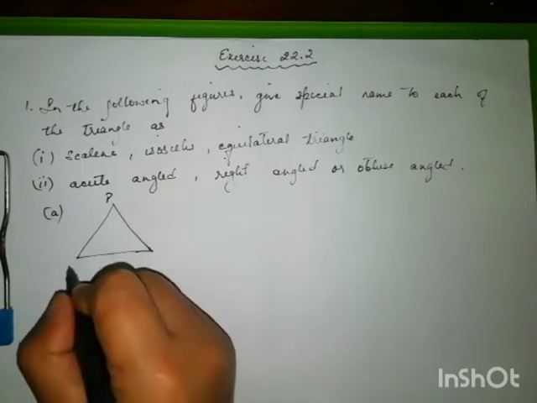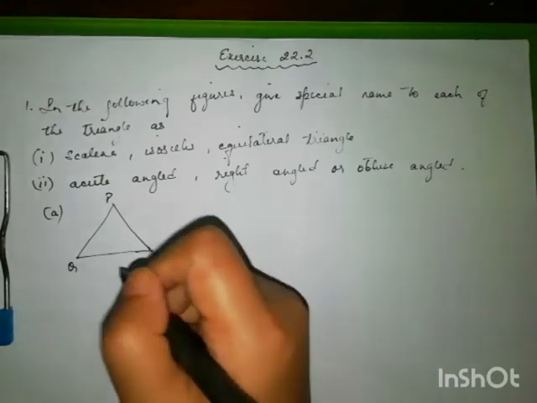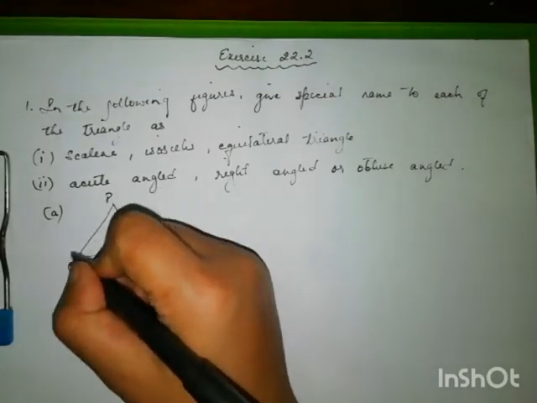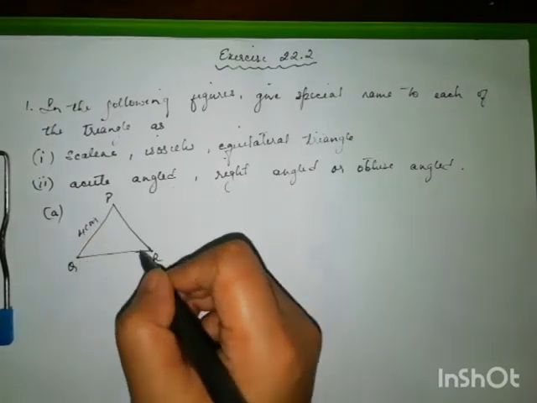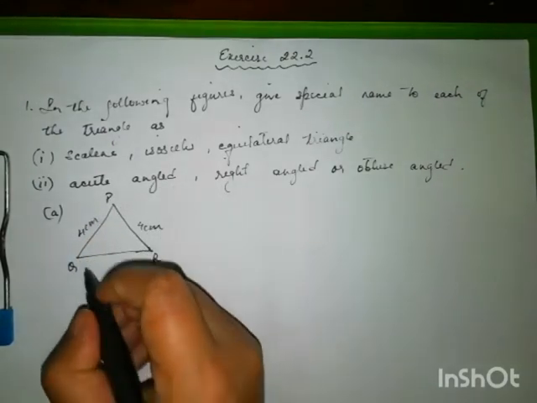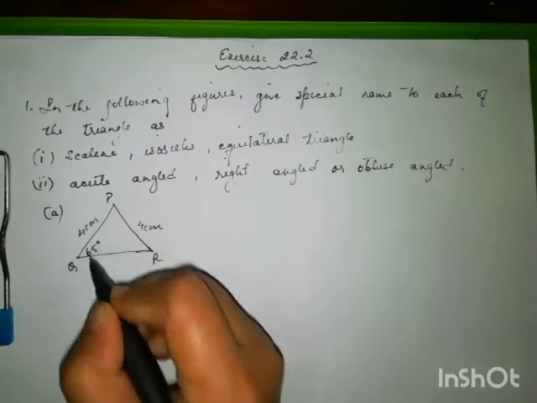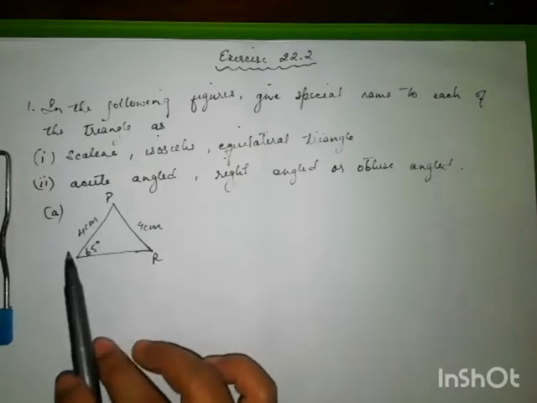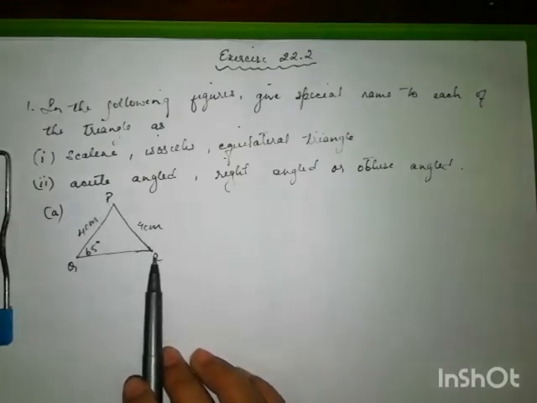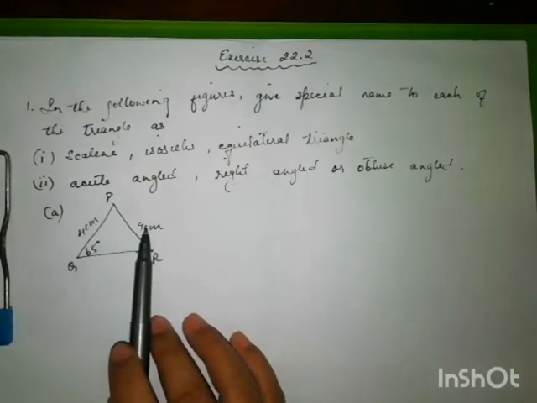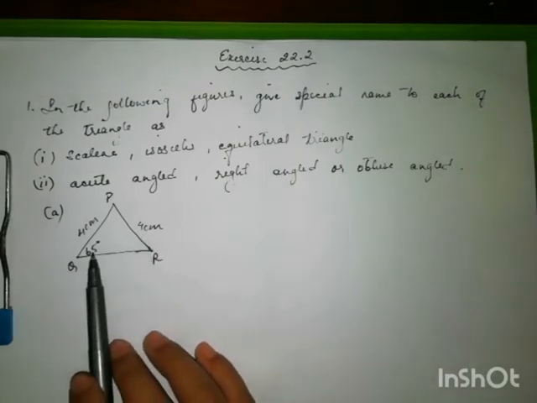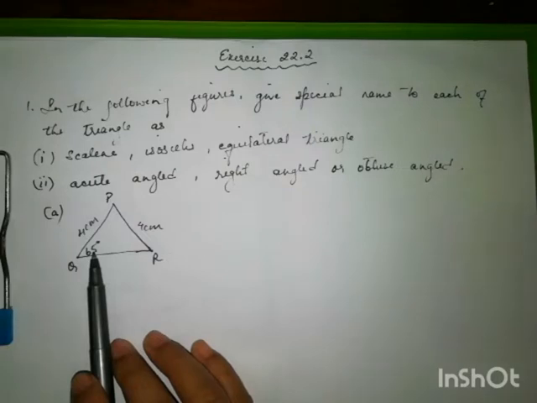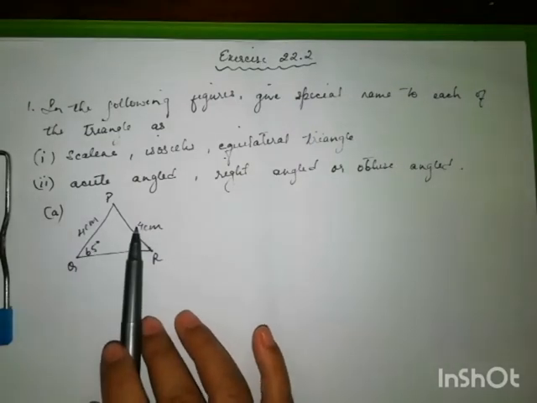Here we have triangle PQR. Then PQ measures 4 cm and PR measures 4 cm and angle Q measures 65 degrees. In this figure, PQ and PR are 4 cm each, and angle Q is 65 degrees. I can see the shape of this triangle. If two sides are equal, then their opposite angles are also equal.